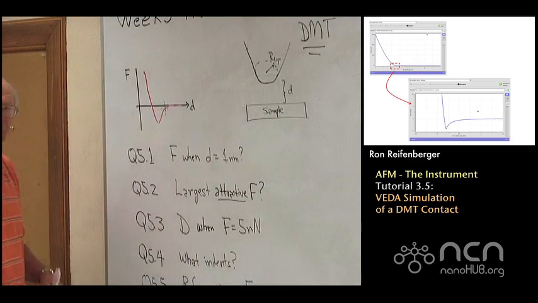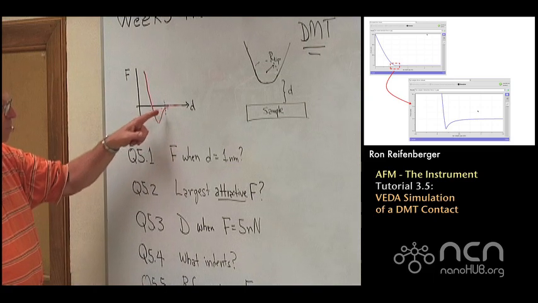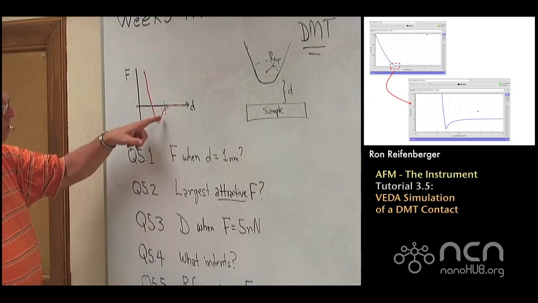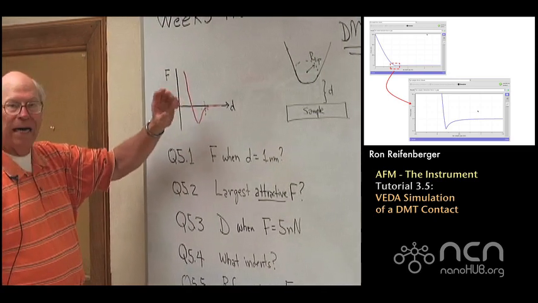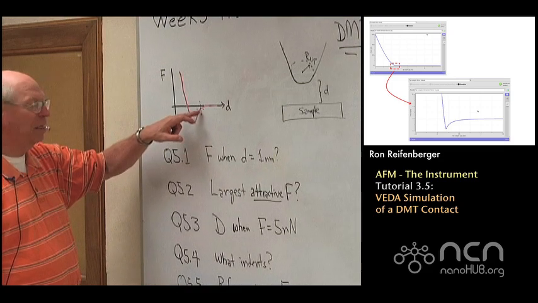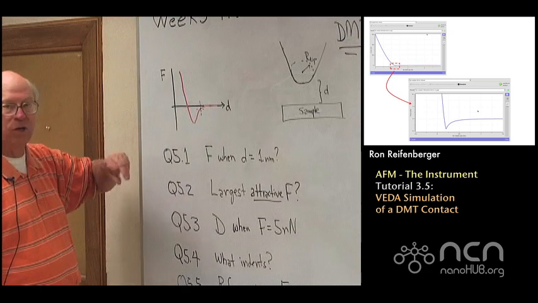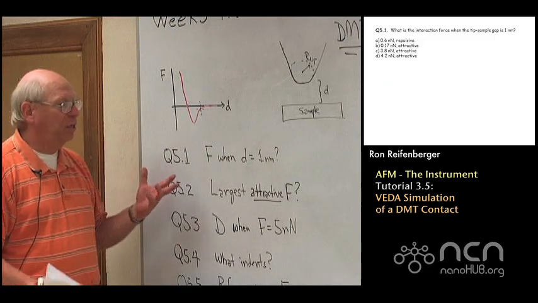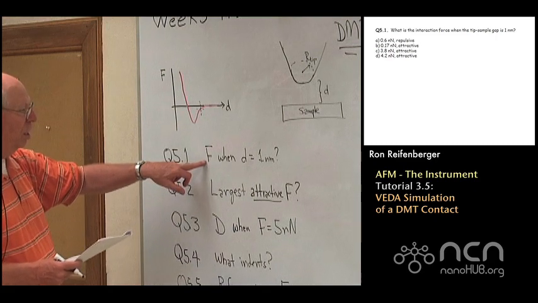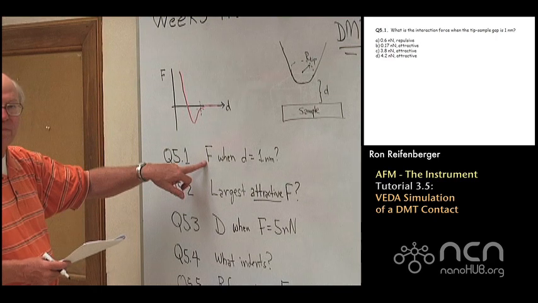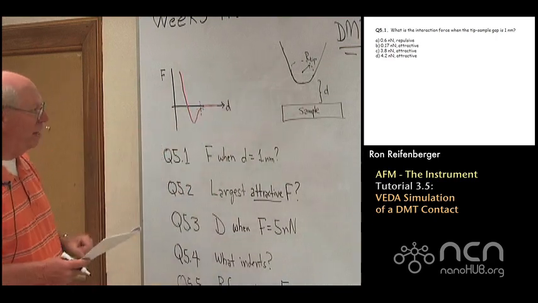There's a crosshair cursor that you can use your mouse to position over any point in the curve. When you position the cursor over that point in the curve, a little box pops up, and the box tells you the coordinates X and Y for the point where your cursor is located. So there's an example. The first question asked is, what force does the tip feel when the separation between the tip and the sample is 1 nanometer?